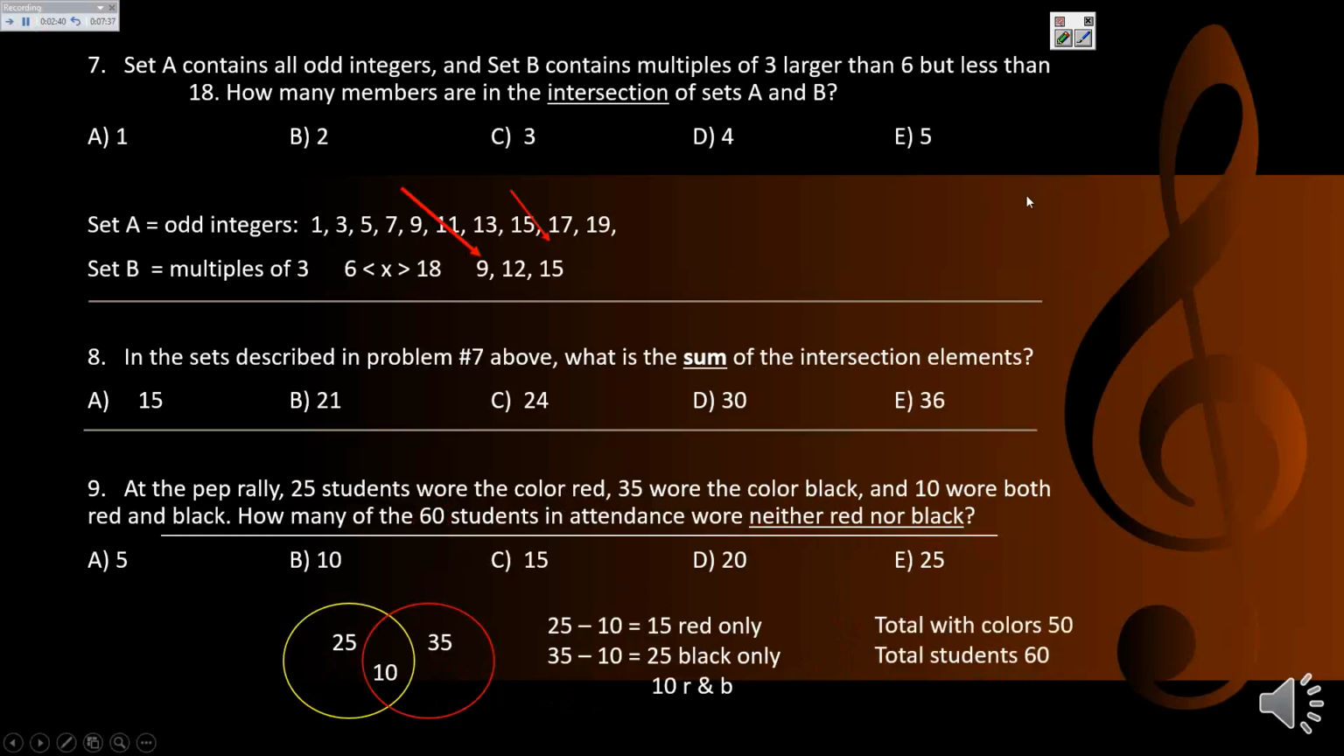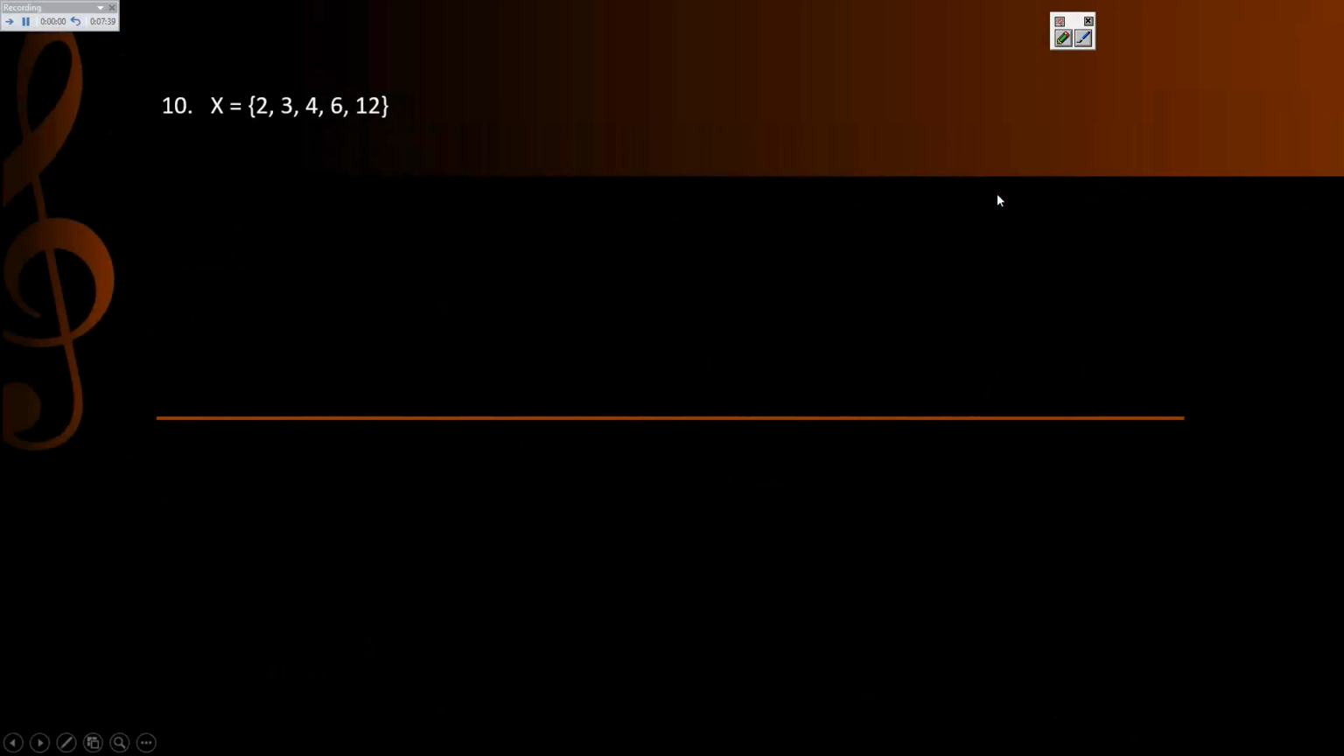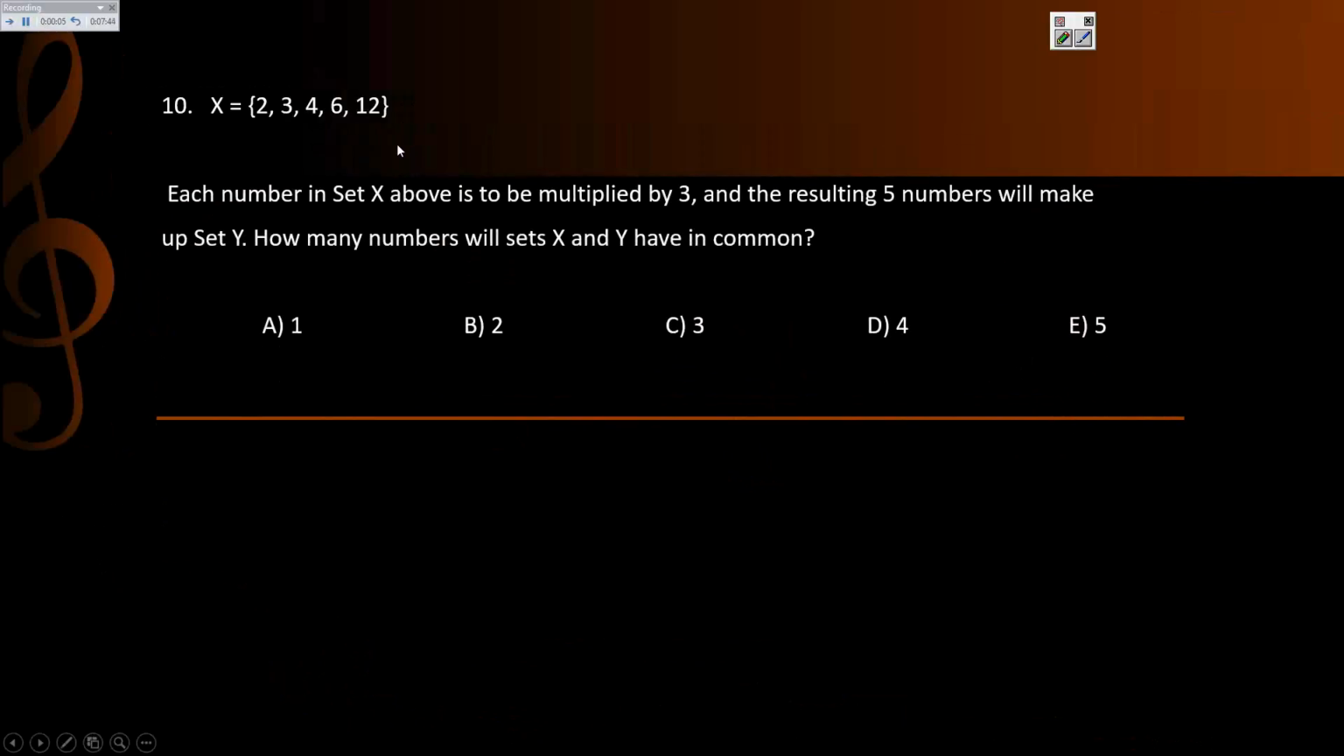Okay, so those are some of the problems that we have, and your exercises are going to have a whole bunch more. It looks like we've got another example here too. We've got a set with 2, 3, 4, 6, and 12, and it says each number in set X above is to be multiplied by 3, and the remaining 5 numbers will make up set Y. All right, so we're going to multiply 3 times each one of these. That would be 6, 9, 12. Here comes set Y, right? 3 times each one of these. And then the next question says, how many numbers will sets X and Y have in common?